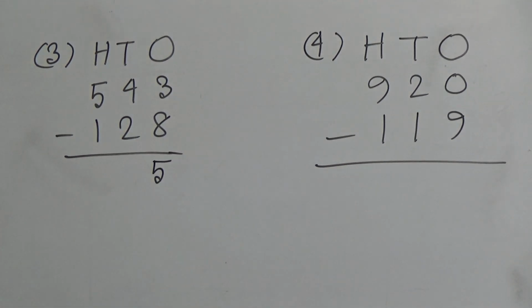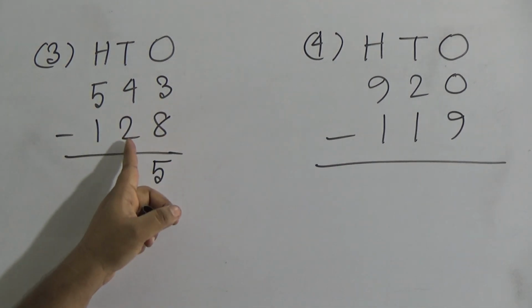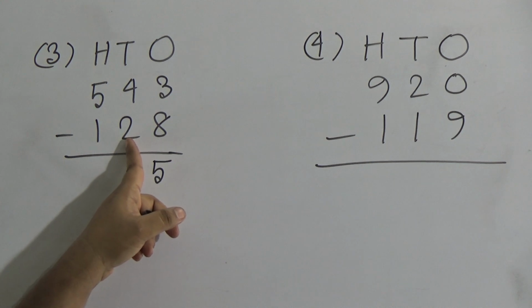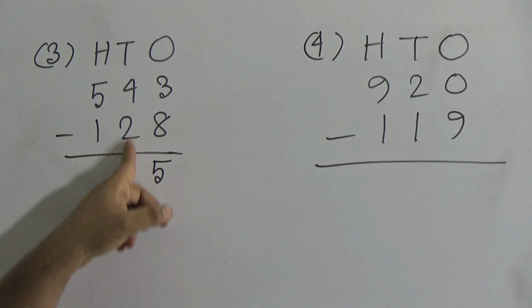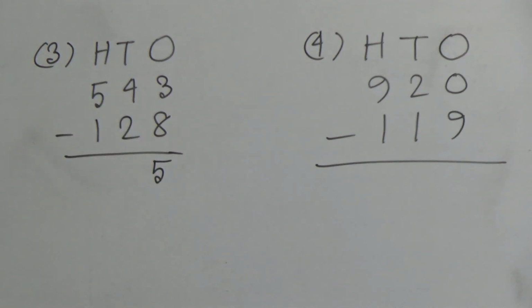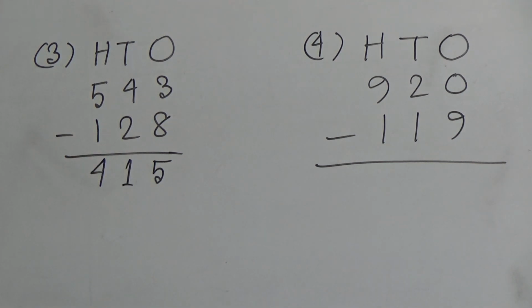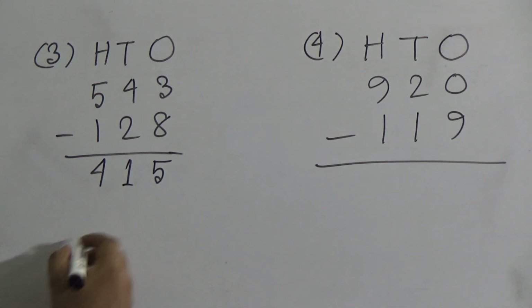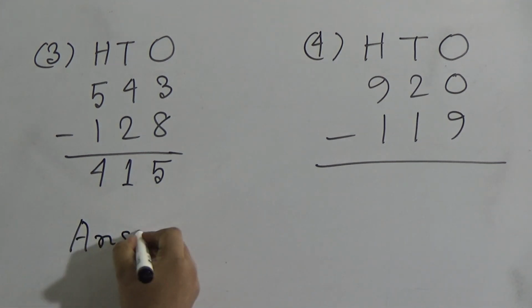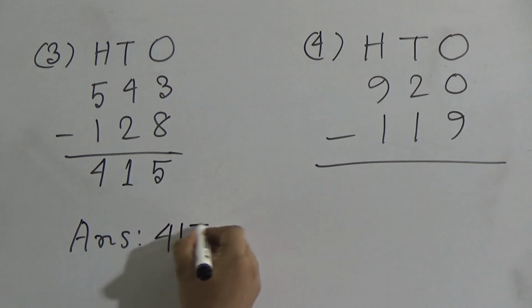After that, that 1 is added with this 2 and it will be 3, and from 3 to 4 we need 1. So we write 1. Okay, there is no carrying. Now we subtract 1 from 5, we get 4. So 415 is the required answer. Now we write the answer 415.